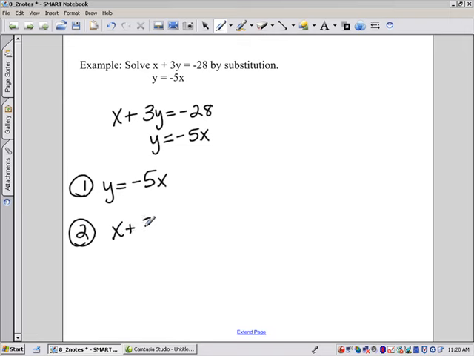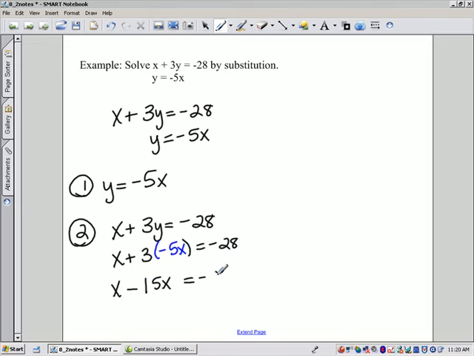So what we do now is substitute this expression into the other equation. So in x plus 3y equals negative 28, we're going to replace the y with negative 5x. And notice this is a linear equation in just one variable, so we're going to solve it by combining like terms and so on. So we would have x, 3 times negative 5x is negative 15x equals negative 28. So x minus 15x, remember there's a 1 there, that's a negative 14x equals negative 28. And dividing by negative 14, we get that x has a value of positive 2.